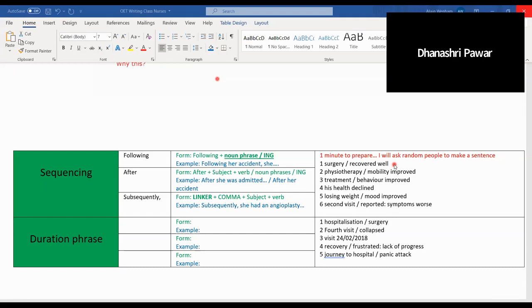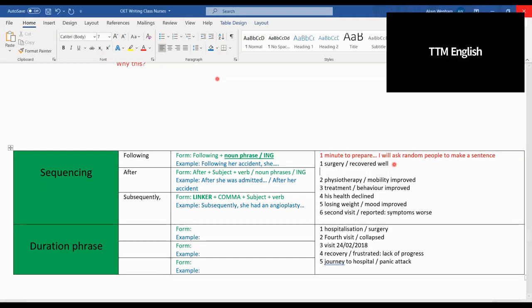Yes, sir. Surgery, recovered well. Sequencing, what can you say? Following her surgery, she recovered well. What about if I say this? Following, she had surgery. Is that right? No. You can say following. No. Because only a noun phrase, right? Mm-hmm. So, Dinashri, what you said was correct. Following her surgery. Can you say it one more time? She recovered well. Okay.